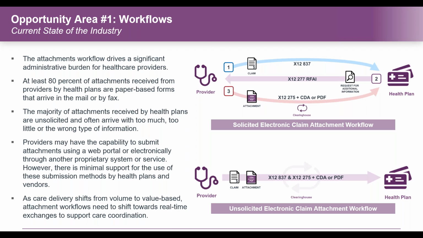And looking at the next workflow, the unsolicited workflow, this is where a provider submits an attachment concurrently with an associated claim or prior authorization also. But the challenge with this workflow, as identified by health plans, is that oftentimes they receive too much or too little or the wrong types of information by providers via this method, which could cause burdens and delays in the processing of a transaction. So as you can see, both different workflows and both different, unique challenges presented with each.